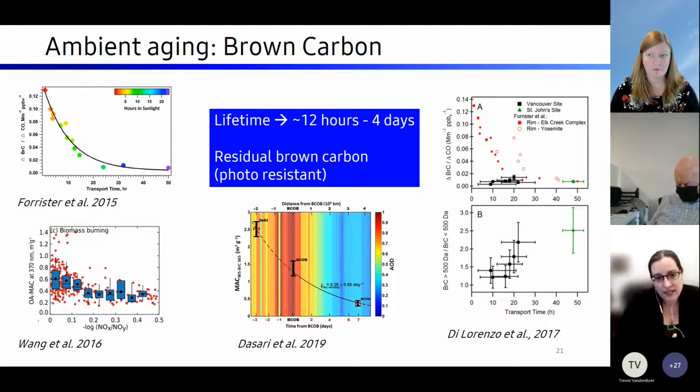So for the ambient data sets, we've got a pretty big spread in terms of the lifetimes, something like 12 hours out to 4 days. And there's also some level of consistency that there is residual brown carbon, or this photoresistant brown carbon, that's being observed in numerous samples. All right, so understanding this gap that we have in terms of the lifetimes is one of the targets for the studies we are doing.